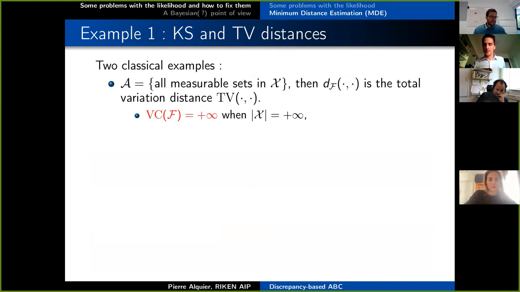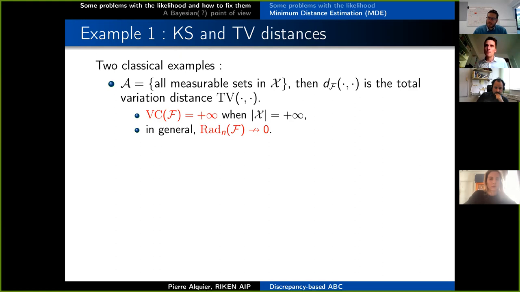the Vapnik dimension is infinite, which means that for each possible set of points that are plus and others that are minus, you can always find a measurable set that contains the plus but not the minus. So it indeed appears that in general, the Rademacher complexity does not tend to zero when n tends to infinity. So it's possible to use this for robust estimation, but you have to think a little more about the estimation procedure. It cannot be just a minimum distance estimation.